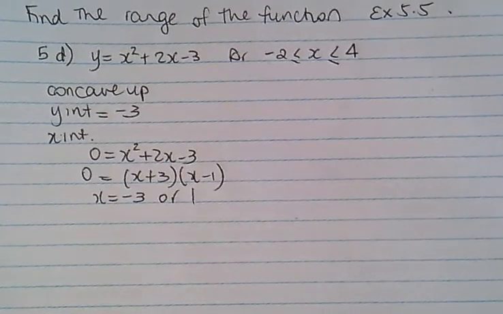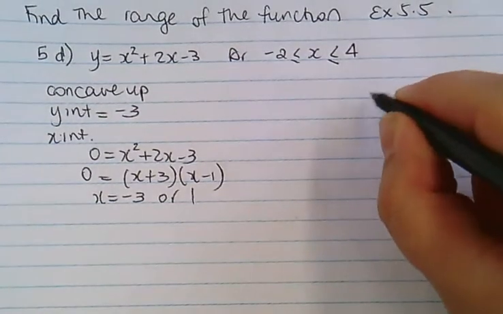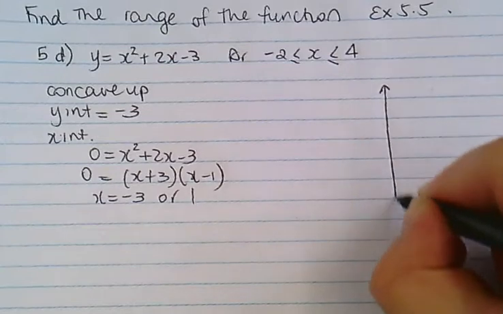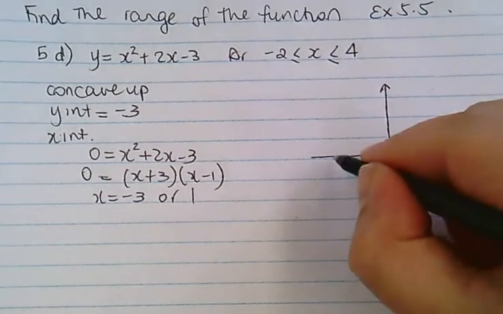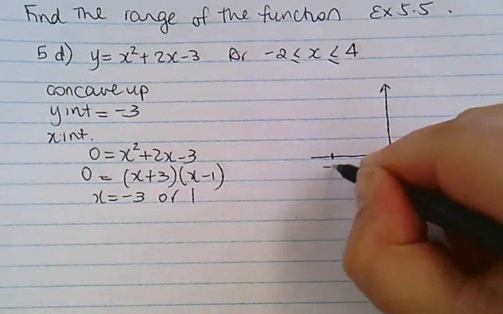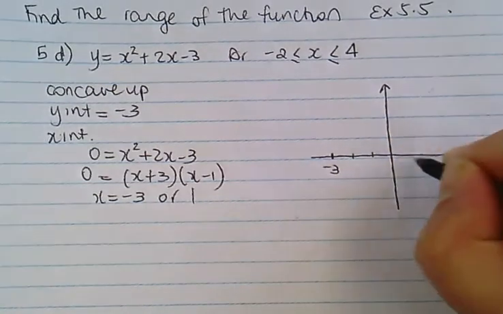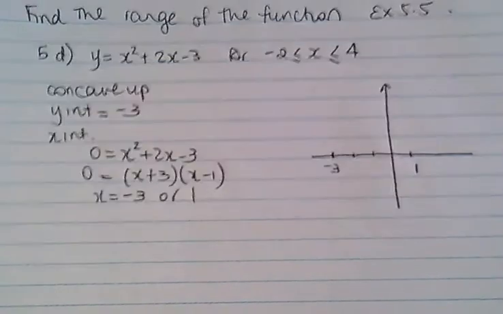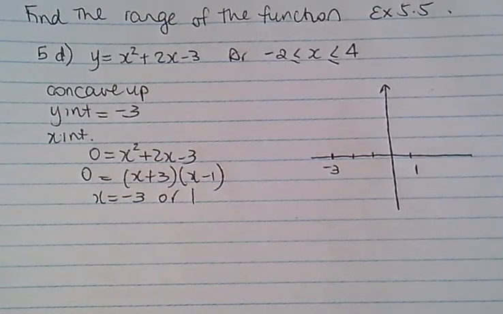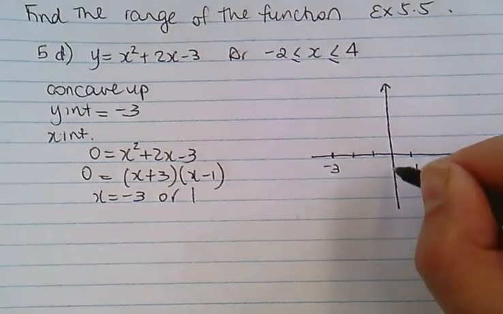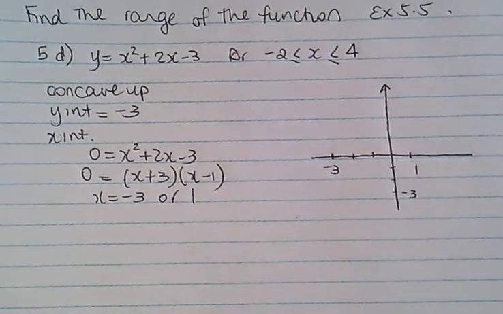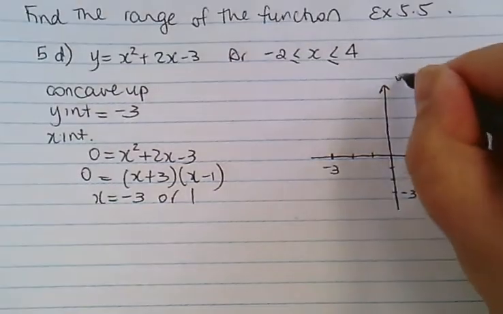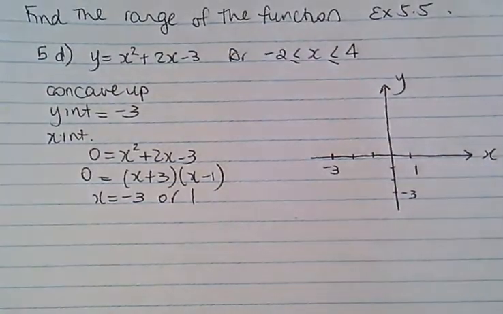Okay, so let's start sketching. However, we do need to know some endpoints. So the x-intercepts are -3 and +1. It's concave up. The y-intercept is -3, somewhere down here. What do you think I need to know now? I know it's concave up. What else do I need to know?